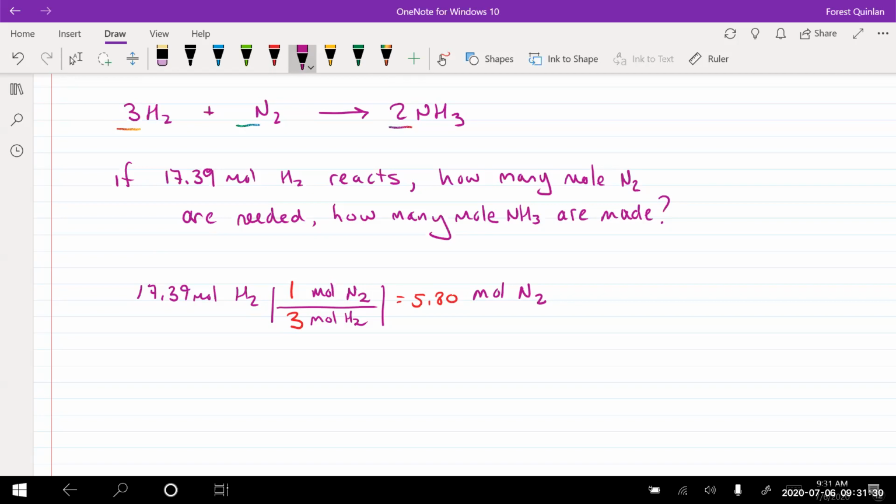We can do the same now with the ammonia. So we're going to say moles of NH3 on the right. And we know that moles can look like moles. Just go to that equation, use the conversion, look at the ratio. 17.39 moles of hydrogen. Moles of hydrogen are still going to go on the bottom. We're trying to get rid of those. This time now we're going to go to moles of NH3.